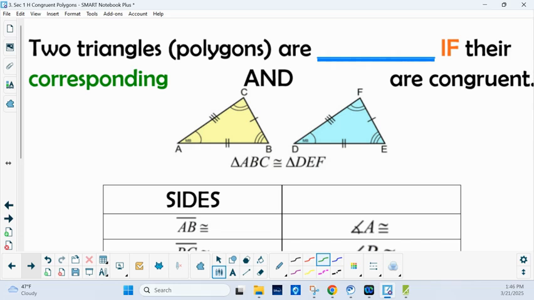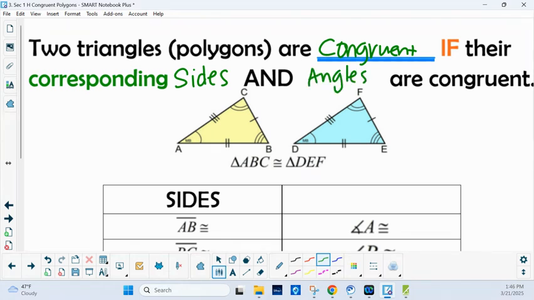What does it mean to be congruent? Exactly the same shape and size. Same shape and size. So all of their corresponding parts will be congruent to each other. So will you fill this in? Two triangles or polygons are congruent if the corresponding sides and angles are congruent. If all the corresponding sides and angles are congruent, the ones in the same spot.